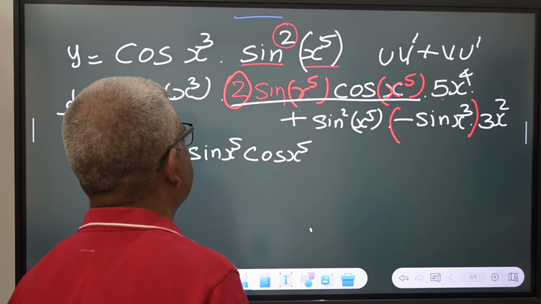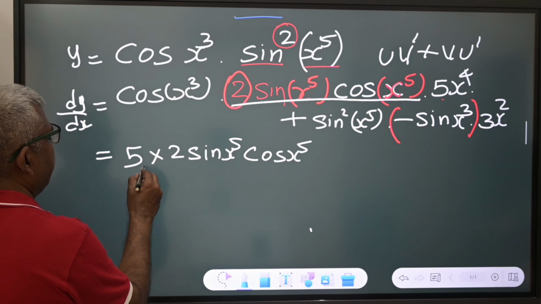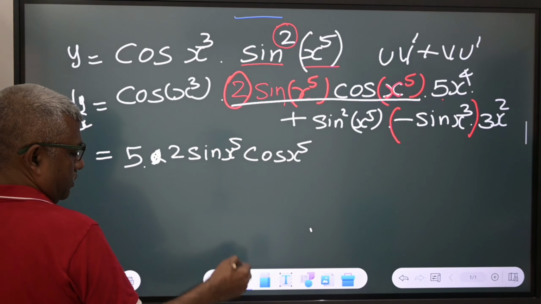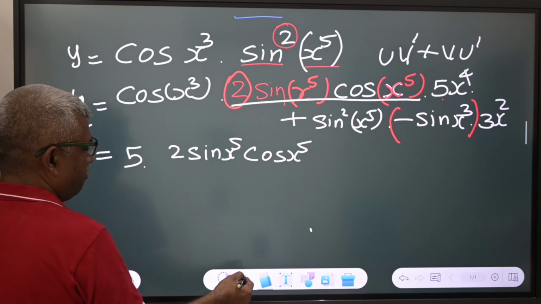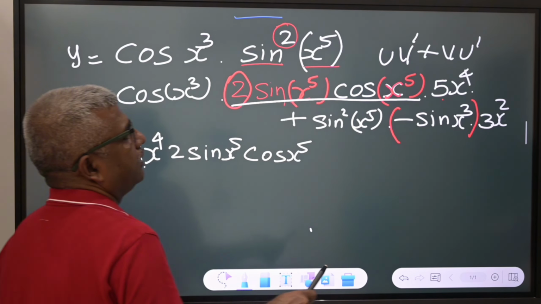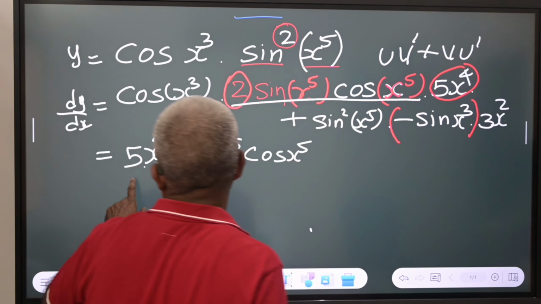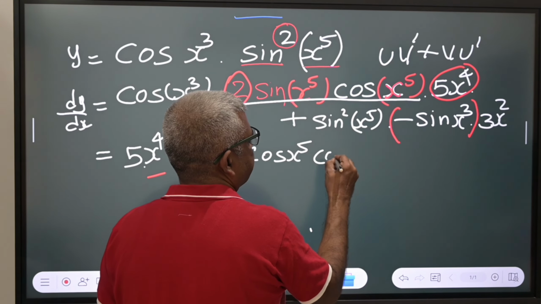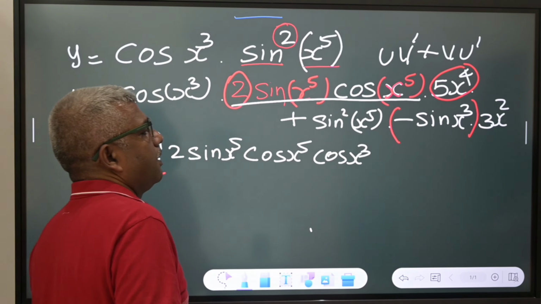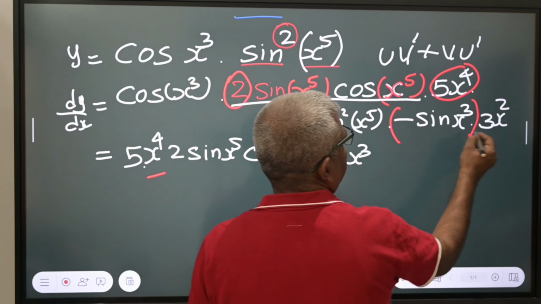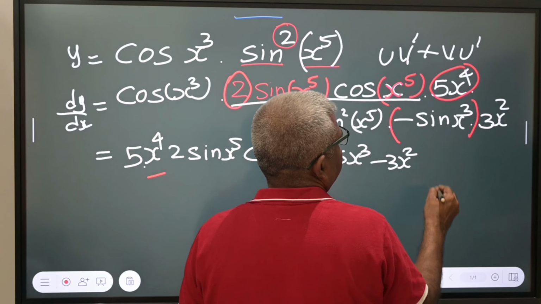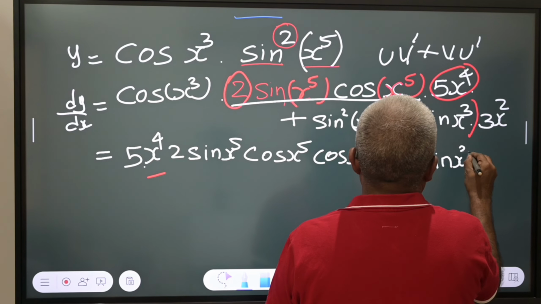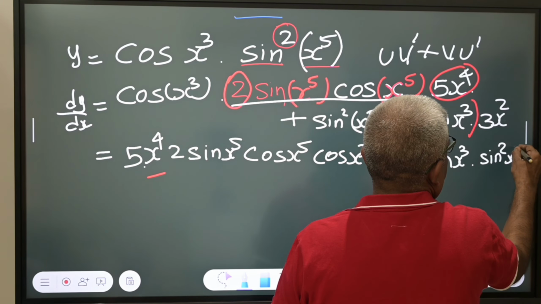Write as it is. Then 5x power 4. This 5x power 4 I have written here, then 2 sin x power 5 cos x power 5 I have written, then cos x cube, minus 3 x squared sin x cube, sin squared x power 5.